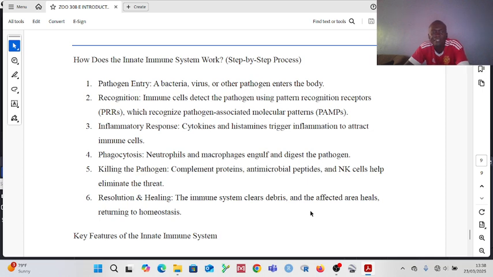bypassed the first line of defense, which is the skin. So it has entered the body. So pathogen entry, either bacteria, which is a pathogen, a virus, or any other, enters the body.